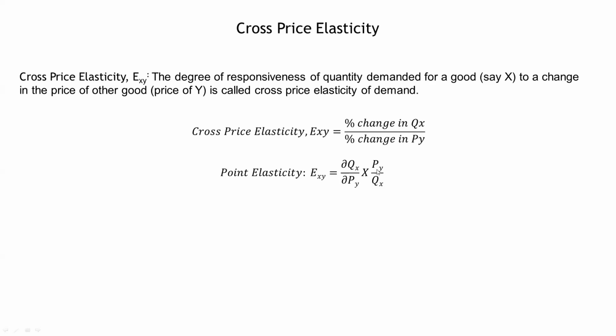But when two prices are given, we have to apply the arc elasticity formula. For arc elasticity, cross price elasticity EXY equals change in quantity demanded for X, that is QX1 minus QX2, divided by change in price of Y, that is PY1 minus PY2, multiplied by sum of prices of Y, that is PY1 plus PY2, divided by sum of quantities, QX1 plus QX2.